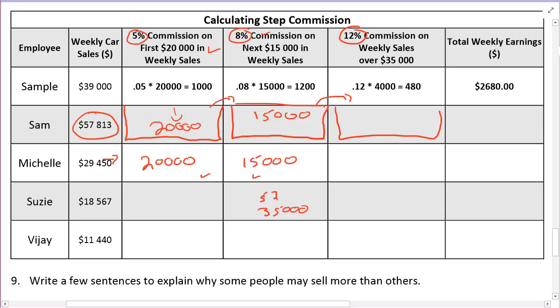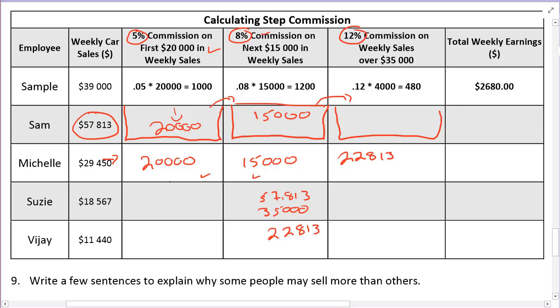Sam sold $57,813. So if we subtract $35,000 away from $57,813, we're left with $22,813, and that's going to go into this final bin. So this final bin is going to have all of the rest of the sales that didn't fit in the first two bins, and that's $22,813.